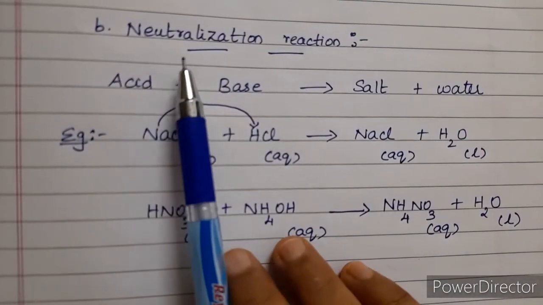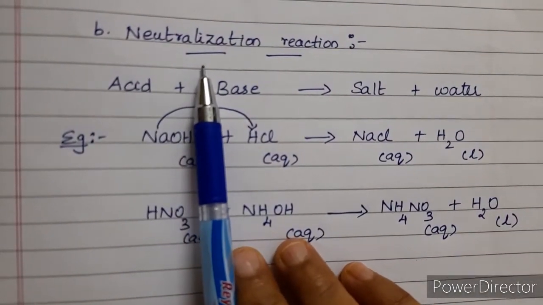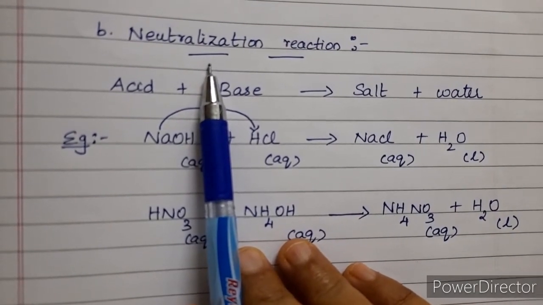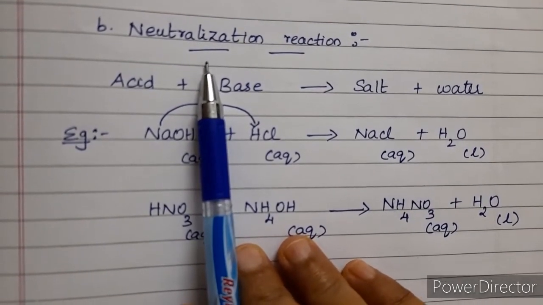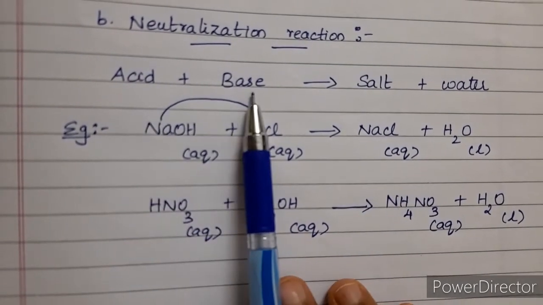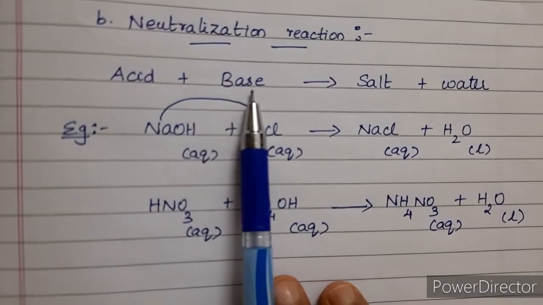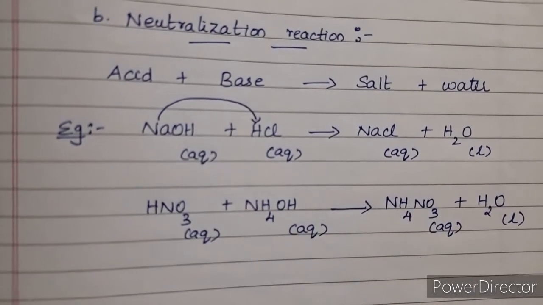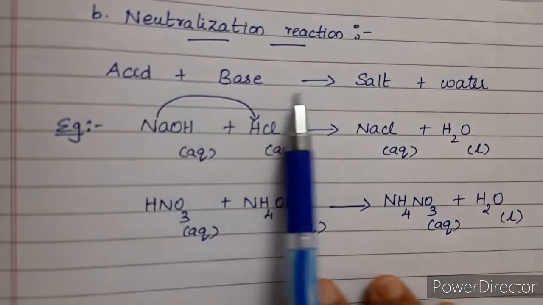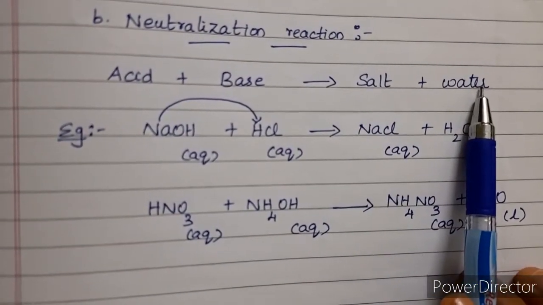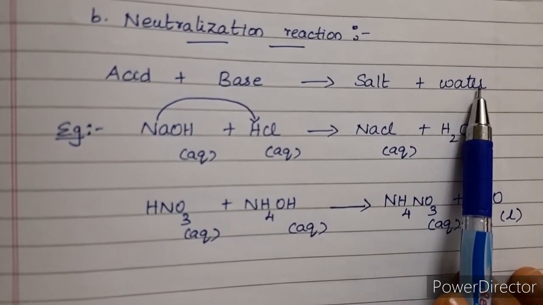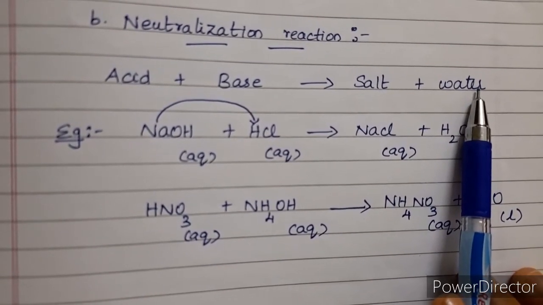The next one is the neutralization reaction. This is one of the types of double displacement reaction, isn't it? Now in your lower classes you would have learned the reaction between an acid and a base, isn't it? An acid and a base neutralize with one another to form salt and water. So this is the general reaction for the neutralization reaction, isn't it? So this is one of the types of double displacement reaction.